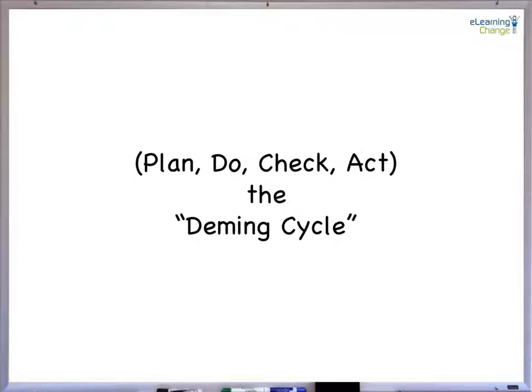Another perspective to a management system is known as the Deming cycle, or Plan, Do, Check, Act. Deming was known as the grandfather of total quality management in the 60s and 70s and 80s, and there have been many books written about this.